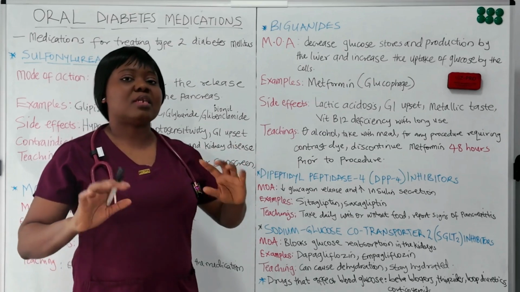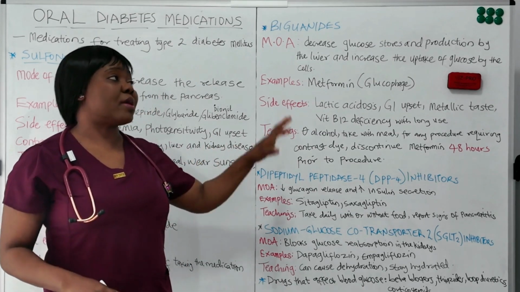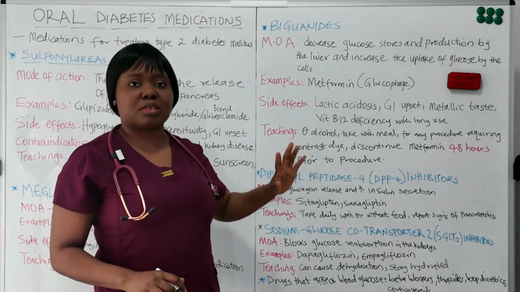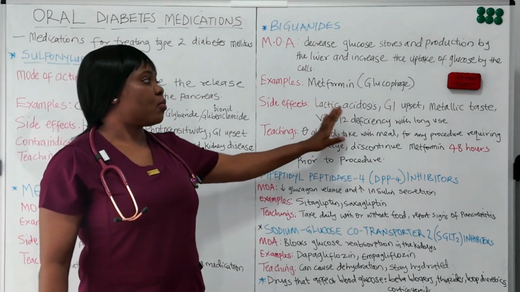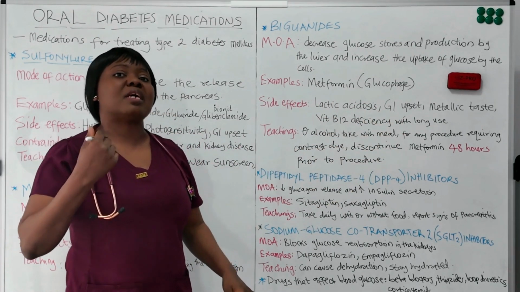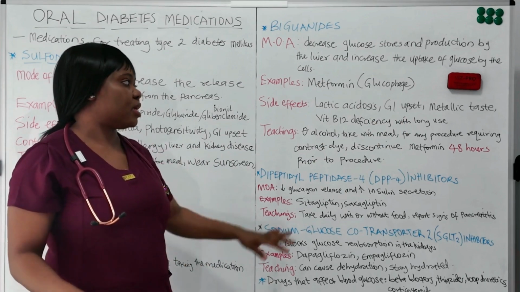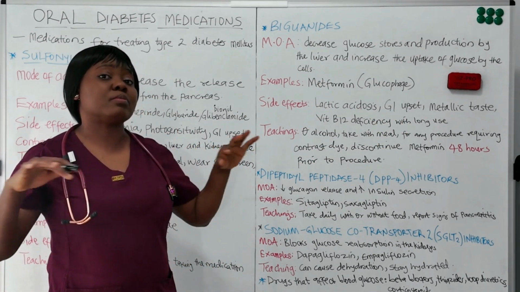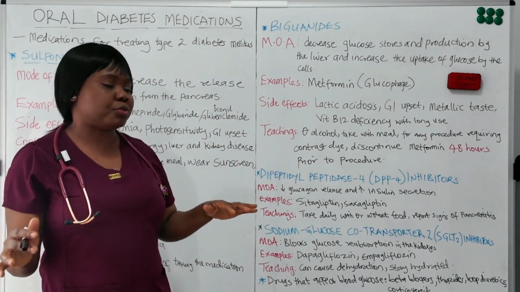Side effects. There are some unique side effects I want you to know about the biguanides and metformin. One of them is lactic acidosis. Another one is metallic taste. There's this feeling of a metallic taste, so you want to teach them about that. It can also lead to vitamin B12 deficiency when used for a long period of time, with prolonged use.